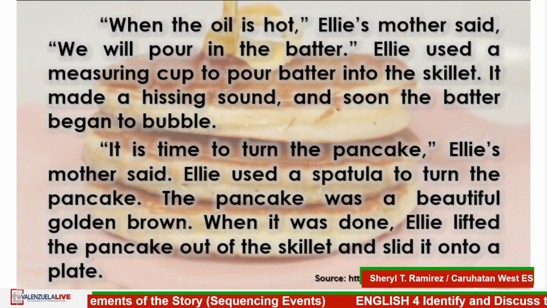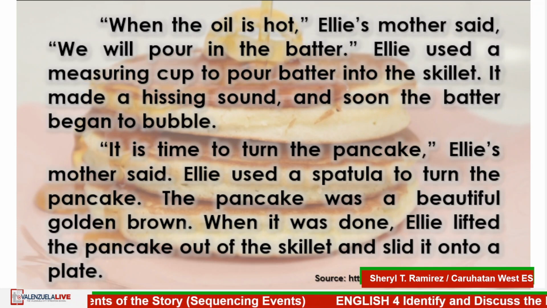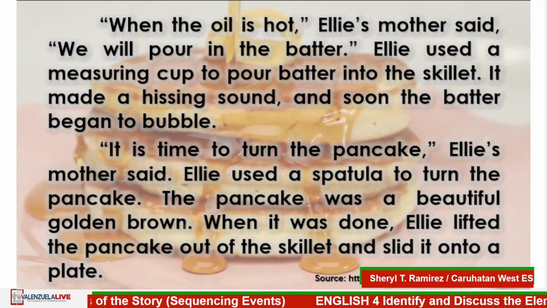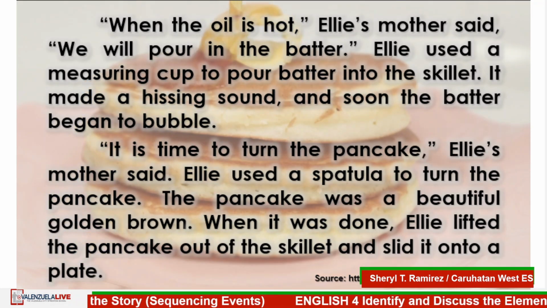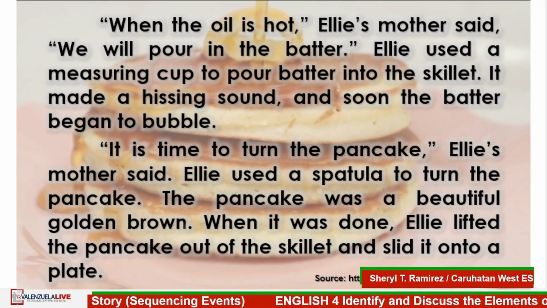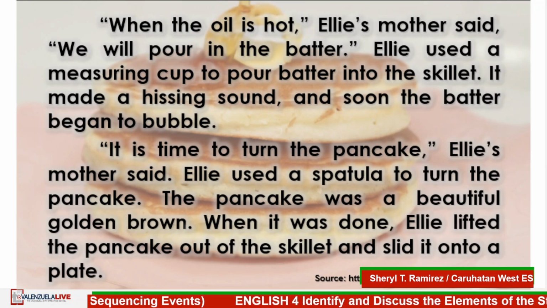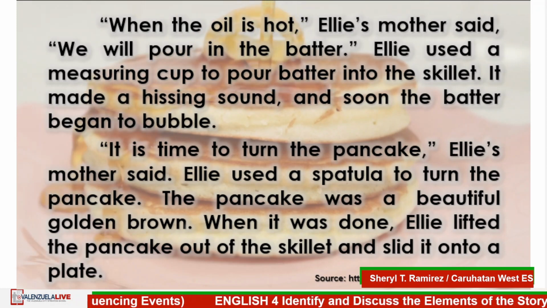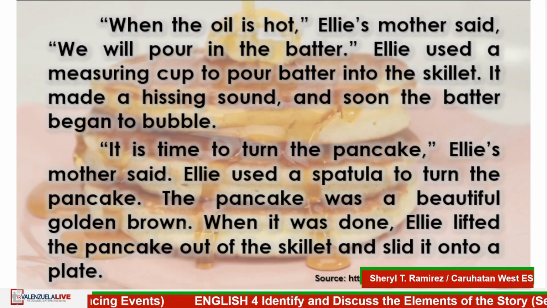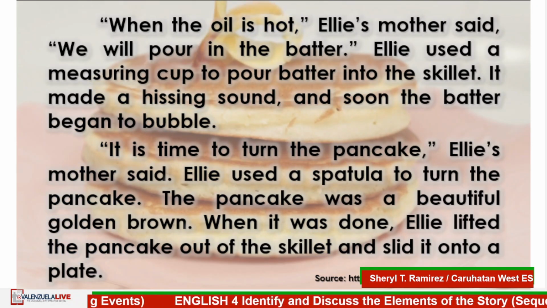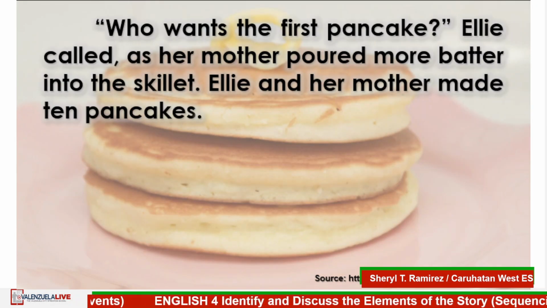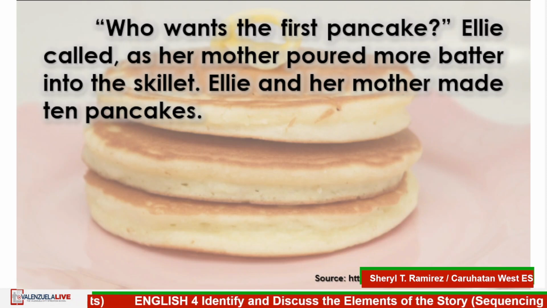It is time to turn the pancake, Ellie's mother said. Ellie used a spatula to turn the pancake. Pancake was a beautiful golden brown. When it was done, Ellie lifted the pancake out of the skillet and slid it onto a plate. Who wants the first pancake? Ellie called, as her mother poured more batter into the skillet.